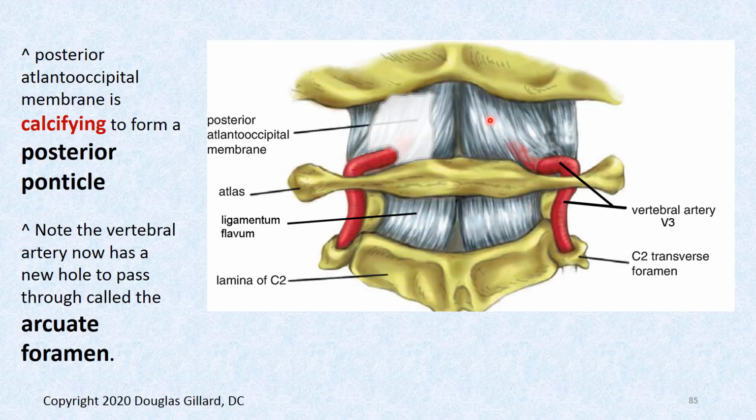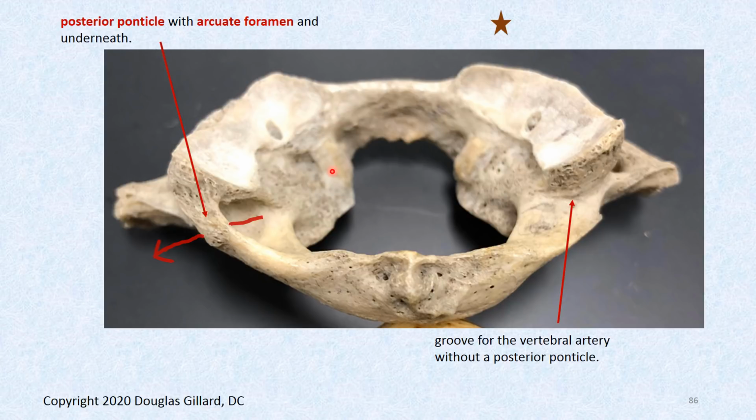So here is the bone turning to bone. There's the posterior atlanto-occipital membrane, and for whatever weird reason, this turned to bone and formed a nice posterior ponticle there, and created an arcuate foramen. Now it's the tunnel, which we can't see. Okay, we good with that? We've talked about that. There that is again.